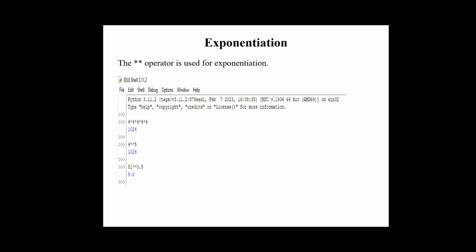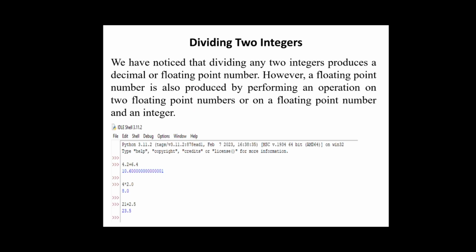that is equal to 1024. The same way, if I multiply 4 asterisk 4 asterisk 4 up to 1000 times, we have to write this way, 4 double asterisk 1000, that is equal to 4 to the power 1000. Now 81 double asterisk 0.5, that is equal to 81 to the power 0.5, that is equal to 9.0. Now dividing two integers, we have noticed that dividing any two integers produces a decimal or floating point number.